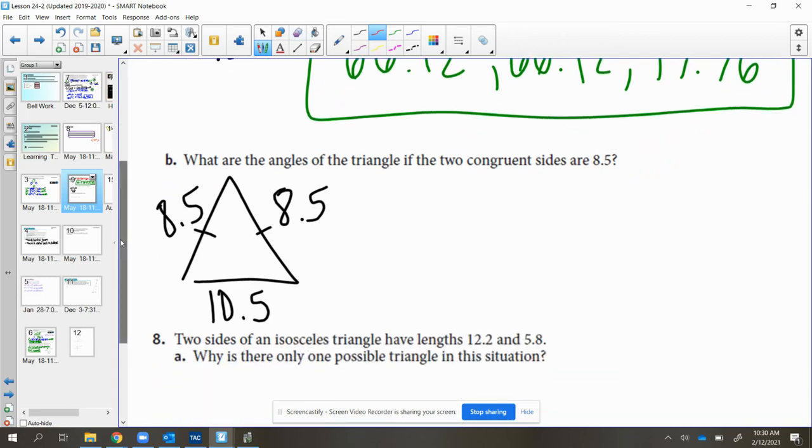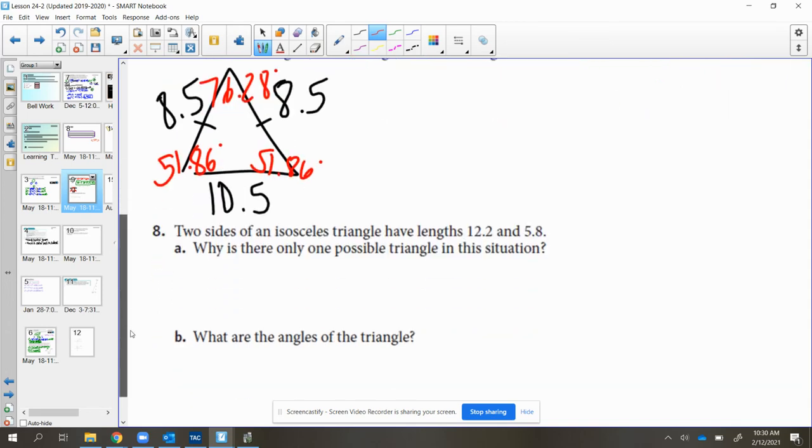Now you should have got on that, that these came out to be 51.86 degrees this time. So this is also 51.86, and then to subtract from 180, our last angle will be 76.28 degrees. Okay. Now, side note, back to geometry land.